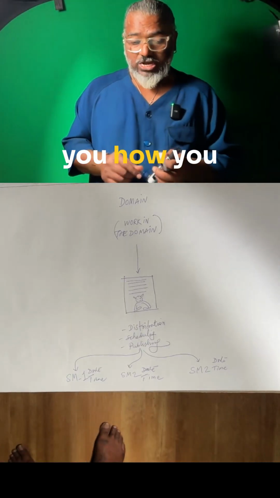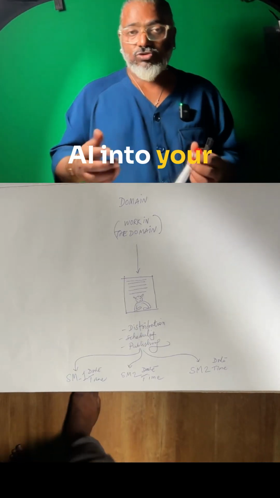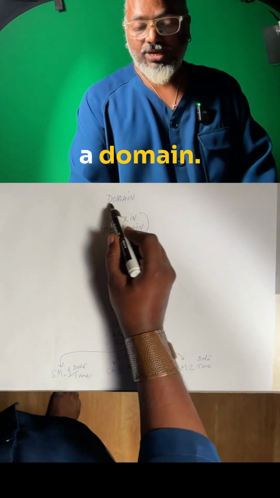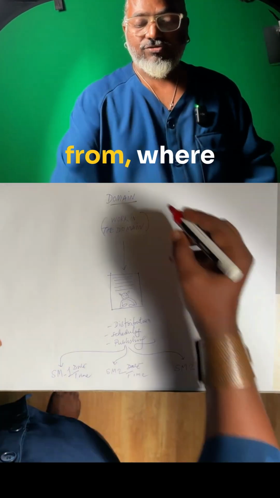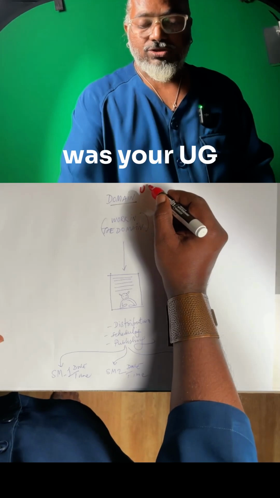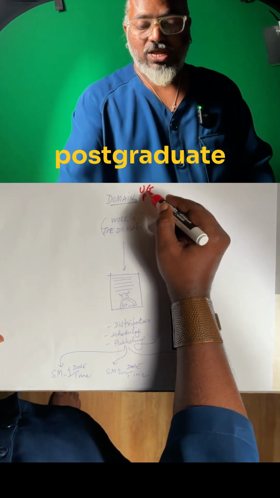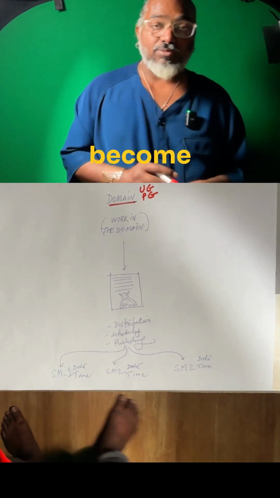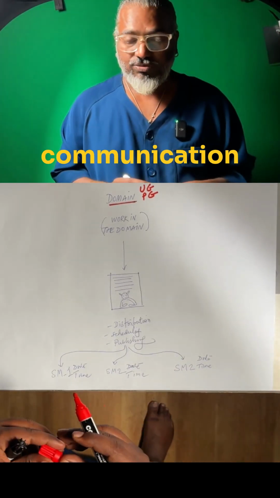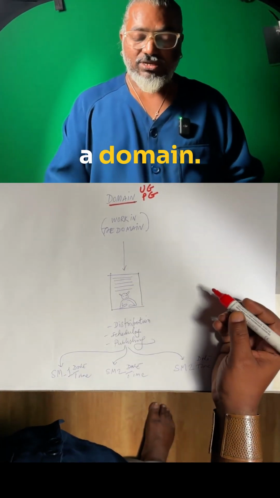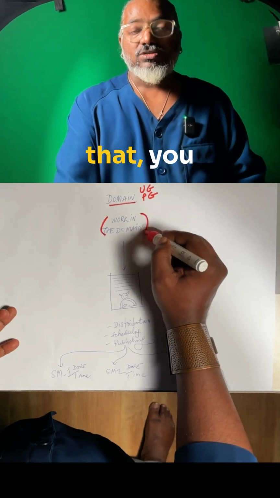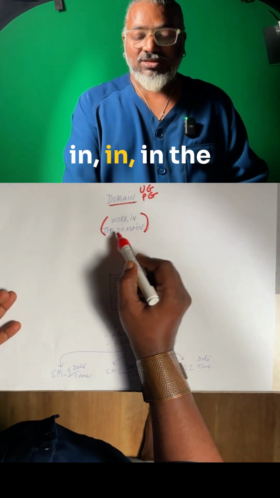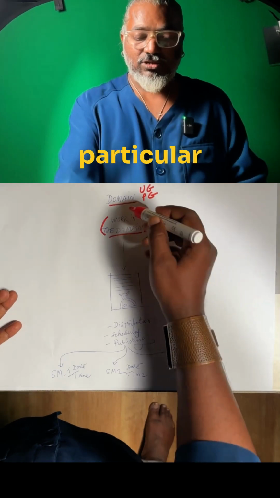So let me show you how you can utilize AI in your workflow. To be a content creator, you need a domain. It comes from what you studied, your undergraduate and postgraduate study. So if you studied finance, then finance becomes your domain. If you studied visual communication or branding, that becomes your domain. And after that, you might have worked a few years or decades in the profession in that particular domain.